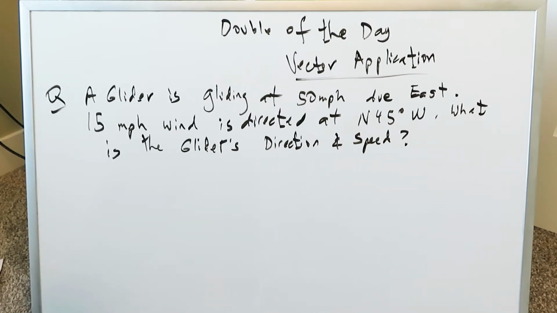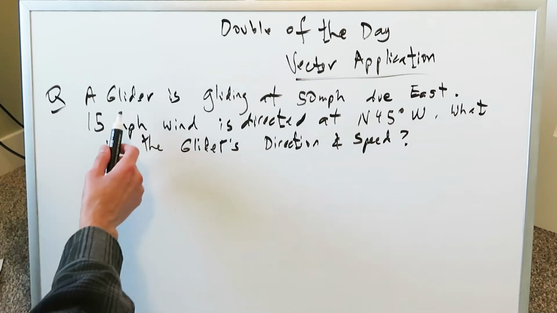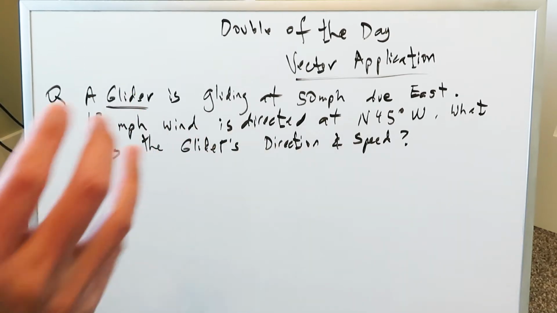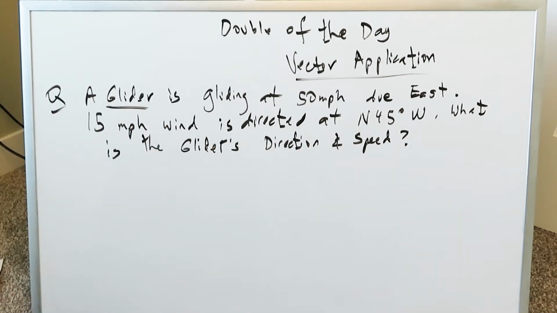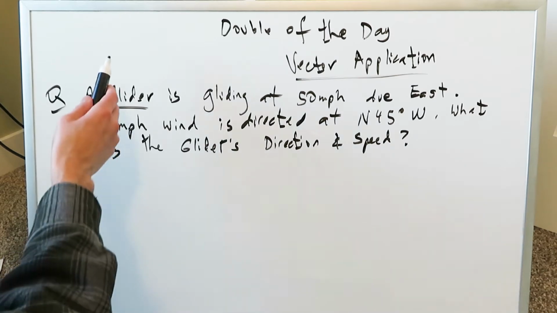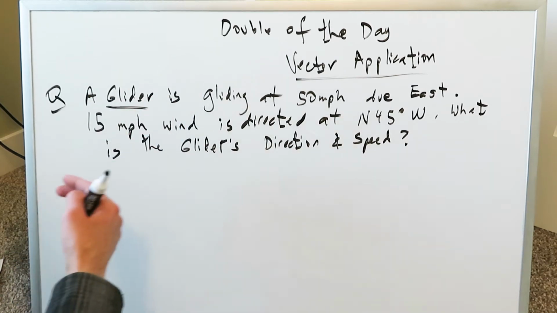We're here looking at vector application, where we are going to put what we have learned into practice. We have a question here, a glider. A glider basically gets its speed and then maintains it by means of the wind. It goes in the air and then it stays in the air and it just glides.